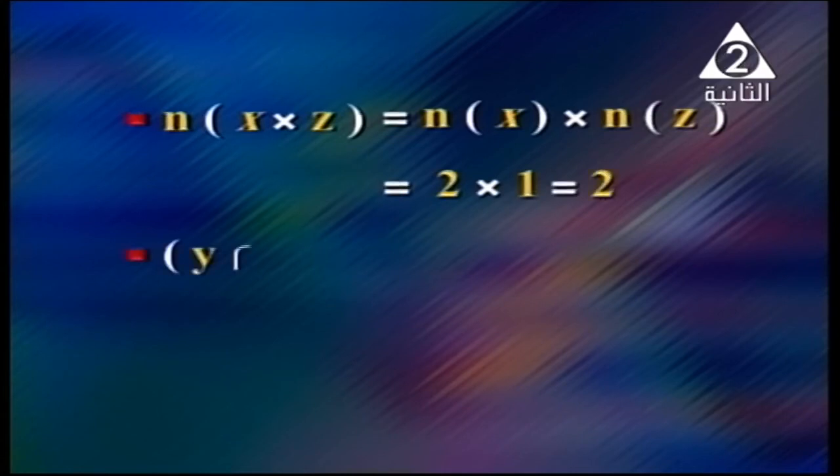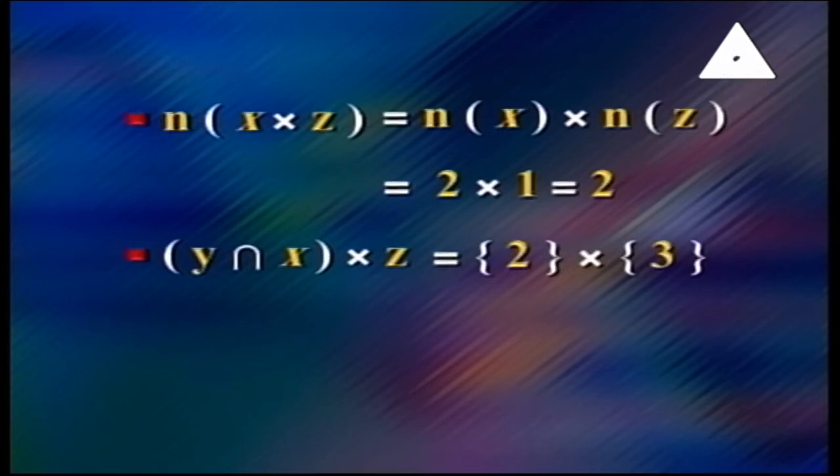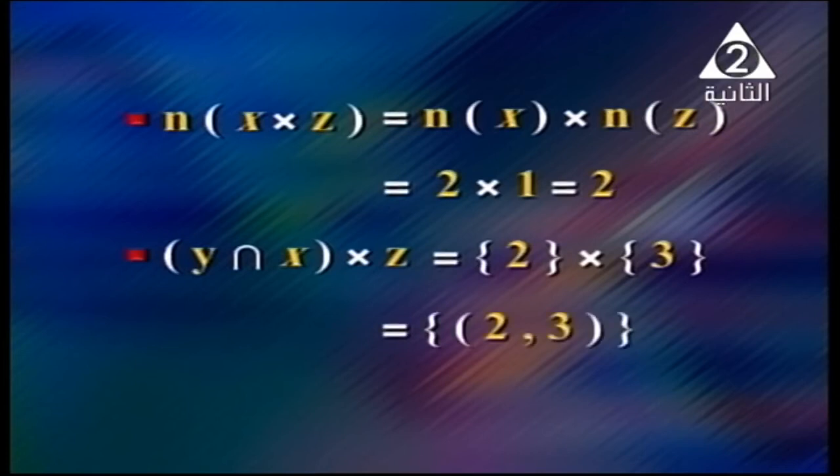Then what about y intersection x cross z? First of all, what about y intersection x? It means the common elements between y and x. That's correct. The only common element is 2. In this case, we can say that y intersection x equals {2}, cross z, which is {3}. So 2 cross 3 equals the ordered pair (2, 3), in a set. Let us have another example.